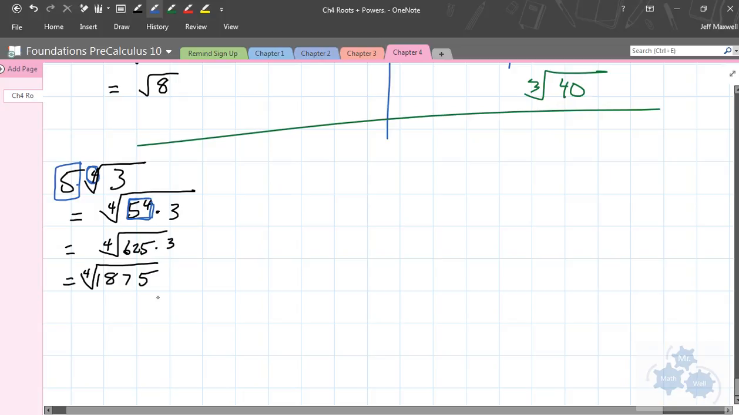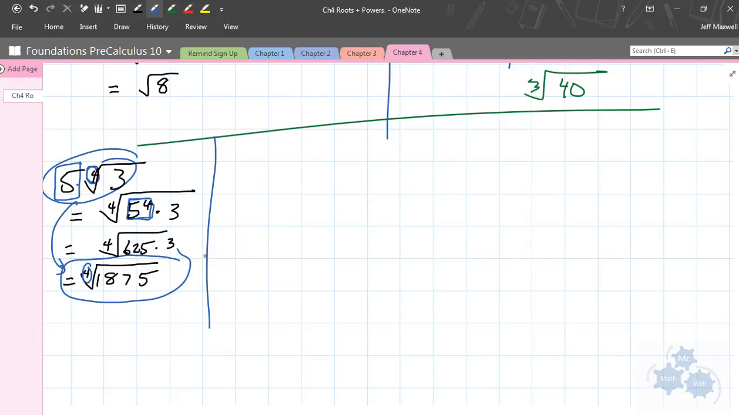So please don't forget to write the 4 there, right? And please do show your work. I don't want to see this and then all of a sudden just that. You need to show your communication so I know what you're doing. Okay? Any questions so far? Any questions?